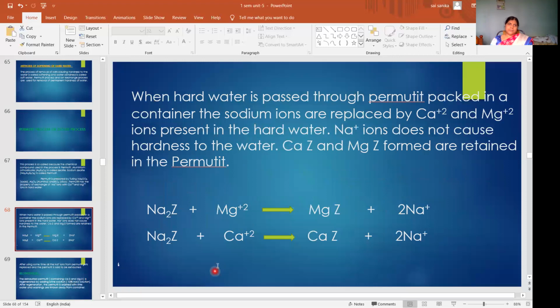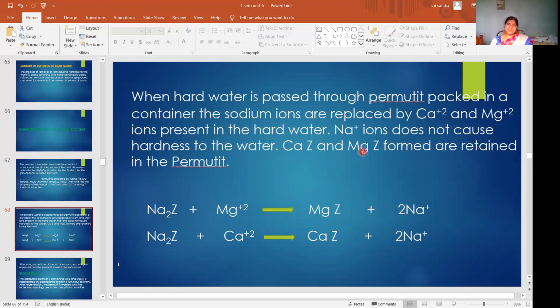Then we will go to the process. When hard water is passed through permutit packed in a container, the sodium ions are replaced by Ca2+ and Mg2+ ions present in the hard water. Na+ ions do not cause hardness to the water.